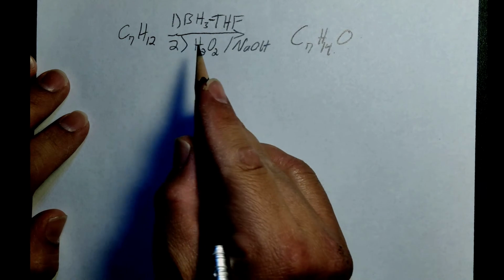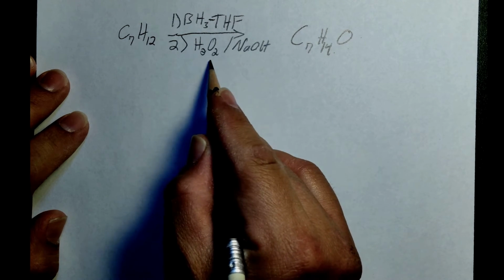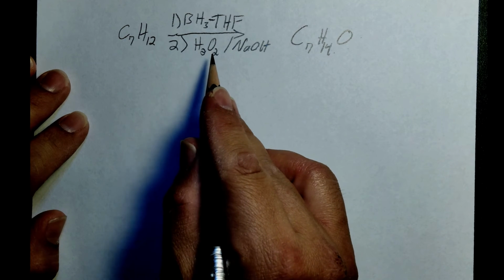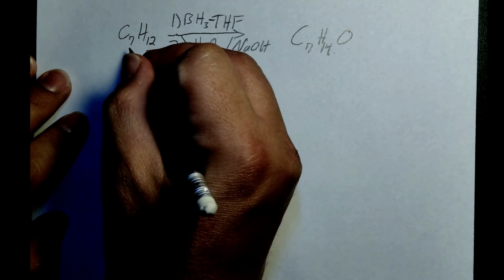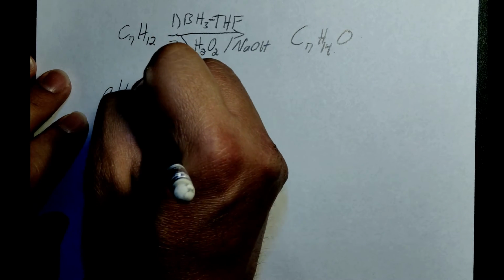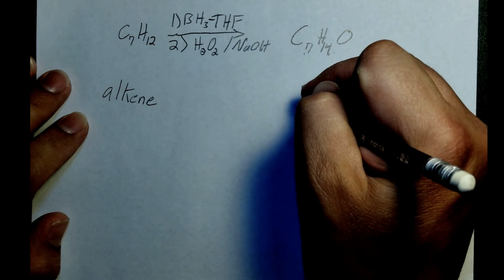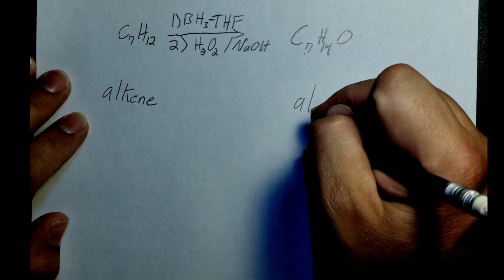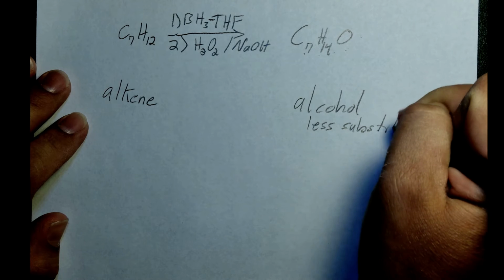We learned that borane, followed by this oxidative condition with peroxide and sodium hydroxide, typically transforms alkenes into alcohols. So likely this C7H12 is an alkene, and it has been transformed into an alcohol, and also the less substituted alcohol.